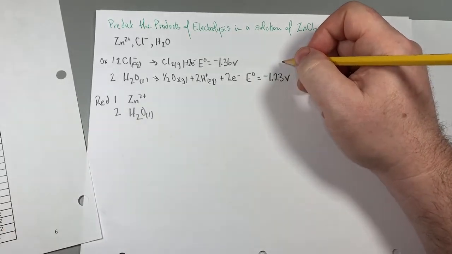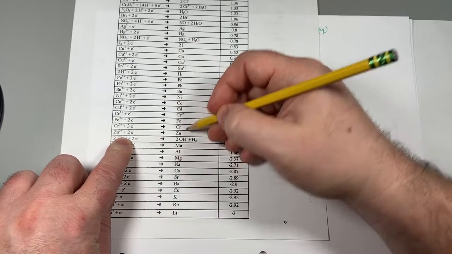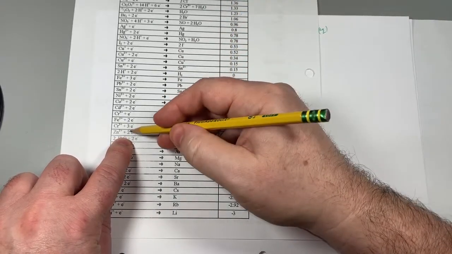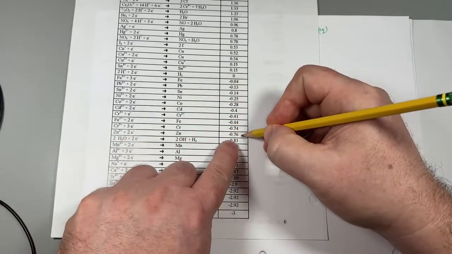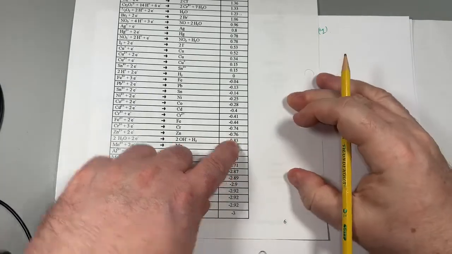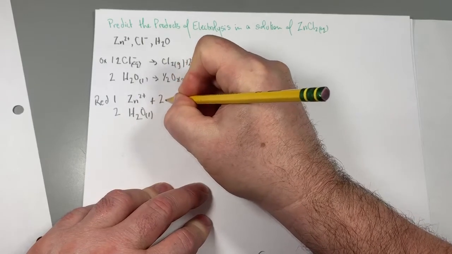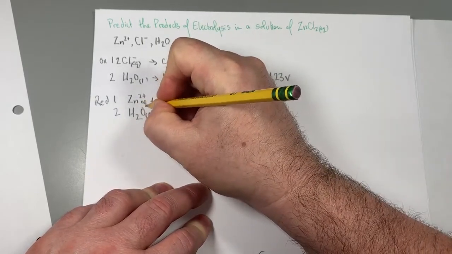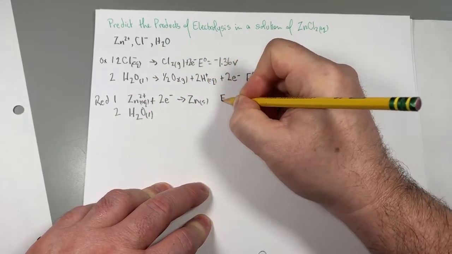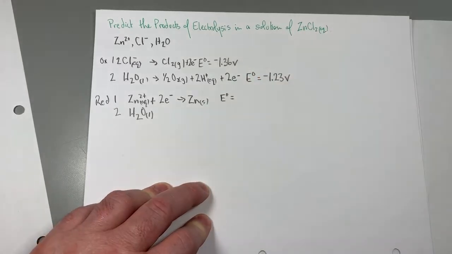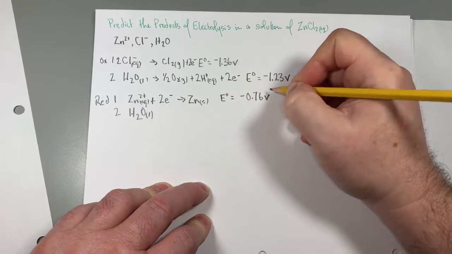Now with zinc, this is a reduction, so it's pretty straightforward. I don't have to reverse it or anything because the table is a table of reduction potentials. So I simply write this reaction as written, Zn2+ plus 2 electrons makes Zn solid, and this potential, E0 is negative 0.76 volts.